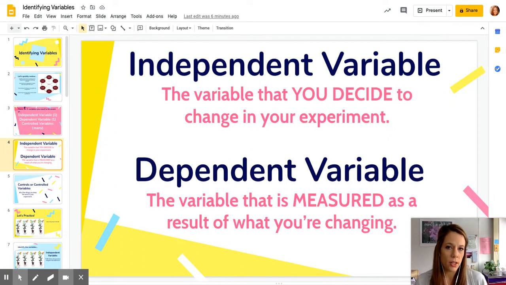An independent variable is the variable that you decide to change in your experiment. So it's the thing that you're actually testing and changing. Dependent, I think dependent, data, both start with D. That's the variable that's measured as a result of what you're changing. So anything you're collecting the data on, that's dependent.